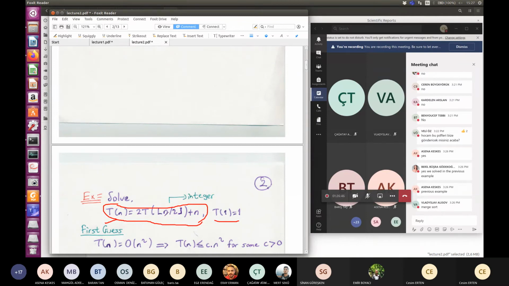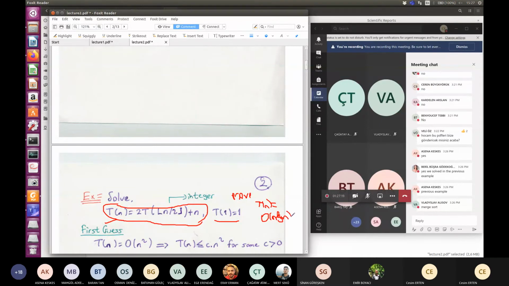Now it's time to actually prove that that guess is correct. Okay, so let's say given this recurrence, we want to prove that T of n is, let's not go into details with the theta. For now, let's say that we want to prove that T of n is big O of n log n.